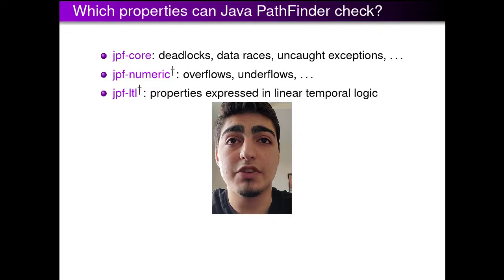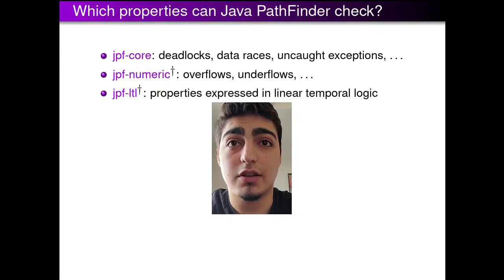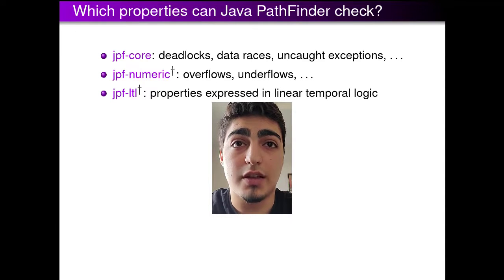As Cyril already mentioned in this tutorial, the model checker Java Pathfinder, represented by JPF core, can check for properties such as deadlocks, data races, and uncaught exceptions. JPF's extension Jpf-Numeric can detect overflows and underflows. The extension Jpf-LTL can check for properties expressed in linear temporal logic. The extensions Jpf-Numeric and Jpf-LTL are more than a decade old and are either not available anymore or incompatible with the current version of JPF.